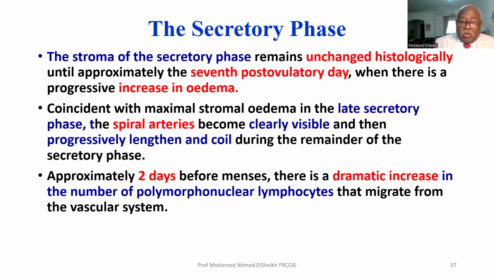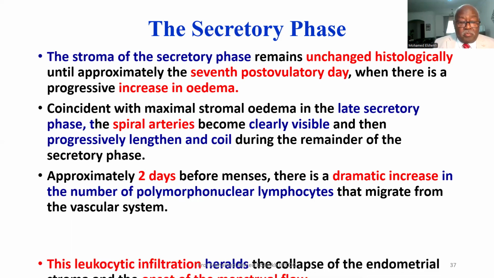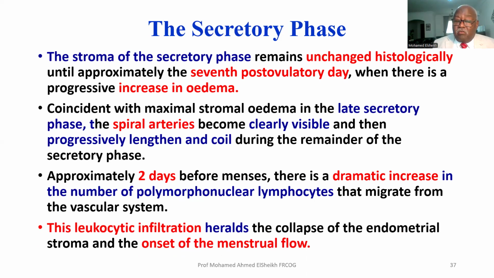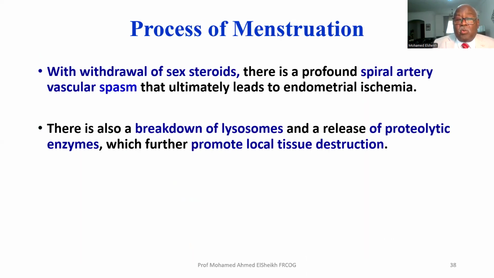Just 2 days premenstrually, as you have seen in the previous figure, before menses, there is a dramatic increase in the number of polymorphonuclear leukocytes that migrate from the vascular system. This leukocytic infiltration heralds the collapse of the endometrial stroma and the onset of the menstrual flow. So the vessels change, the glandular lumen changes, then there is polymorphonuclear leukocyte infiltration, and accordingly the endometrial stroma will collapse, leading to menstruation.